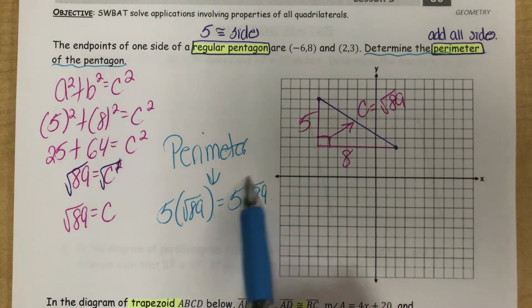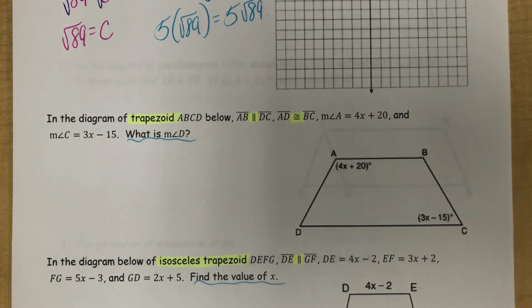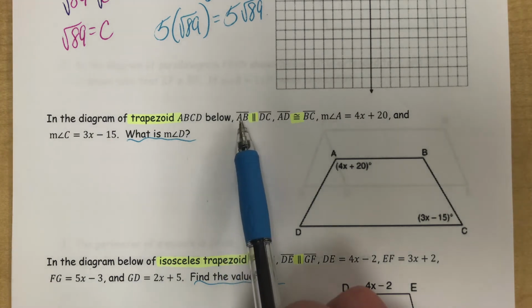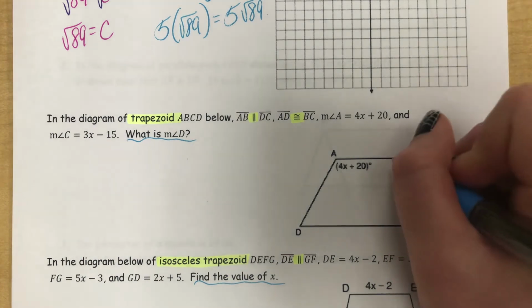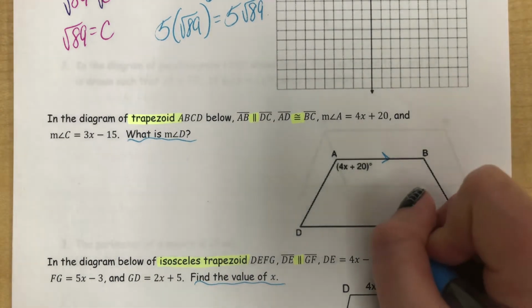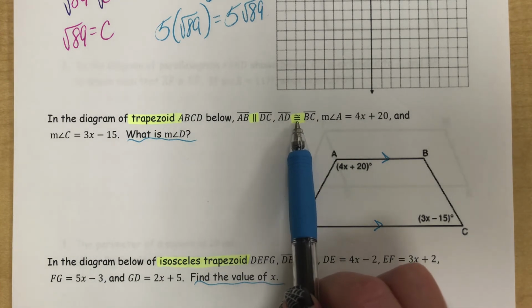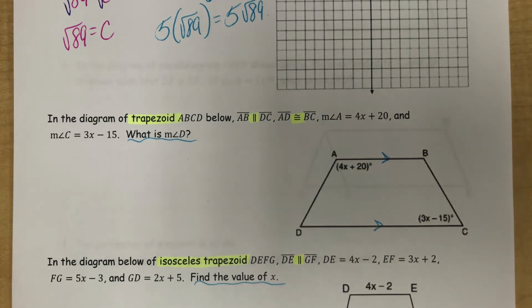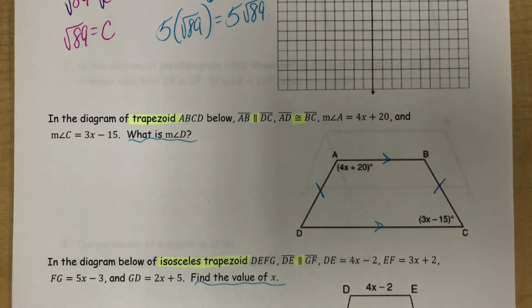All right, this would be my final answer. Underneath, in the diagram of trapezoid ABCD below, I know that AB is parallel to DC. I mark those with arrows. AB is parallel to DC. I'm going to mark that. AD, that line segment, is congruent to BC, that line segment. So let's mark that as well. We mark those out with dashes or those tick marks.